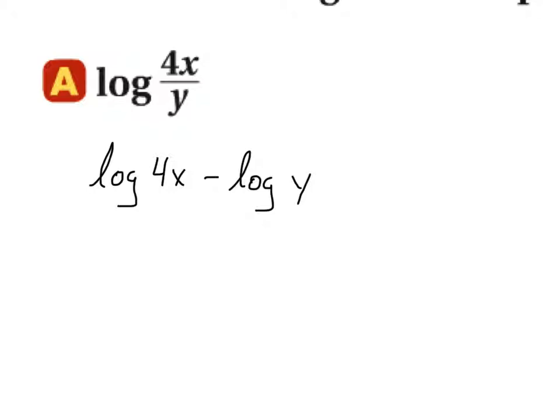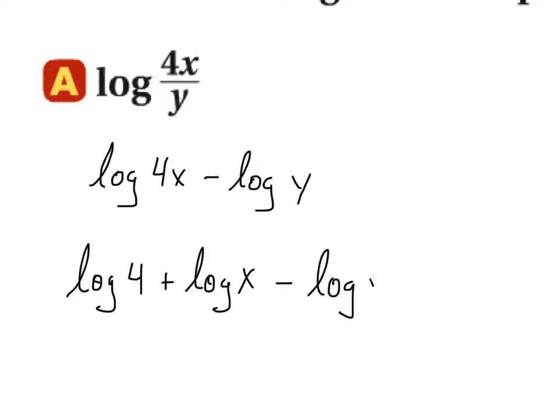Okay? So, common mistake. Students do this and do this perfectly, but then stop. You think you're done. You are not done. Because 4x means 4 times x. That's multiplication. How do we break apart multiplication? With addition. We have got to break that apart into log 4 plus log x minus log y.